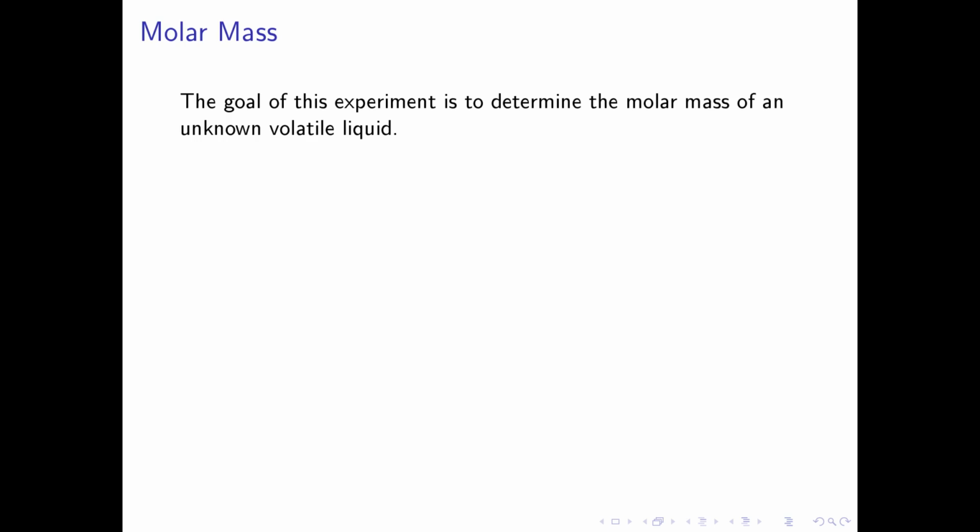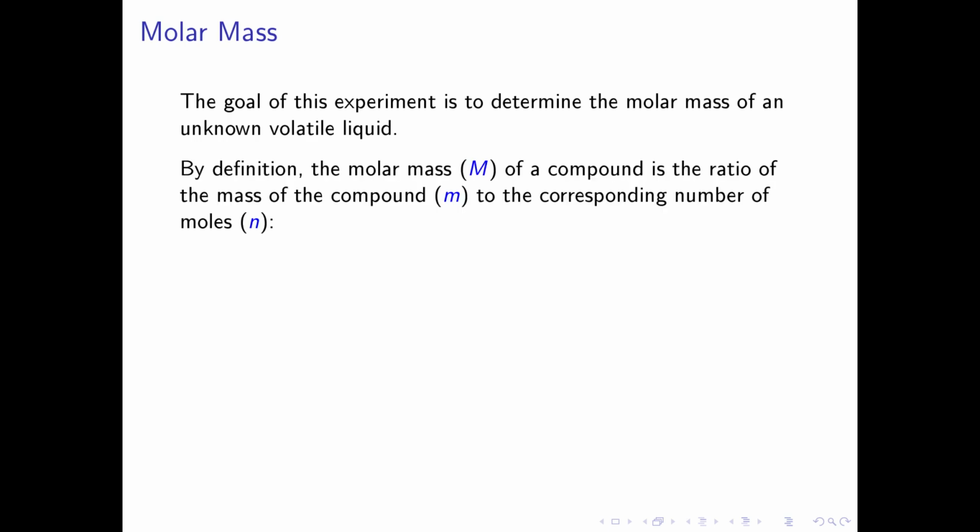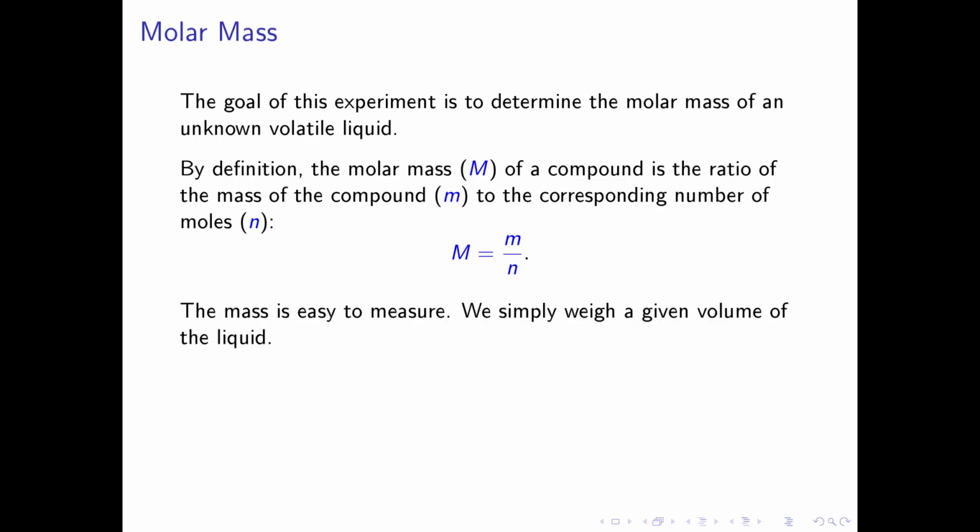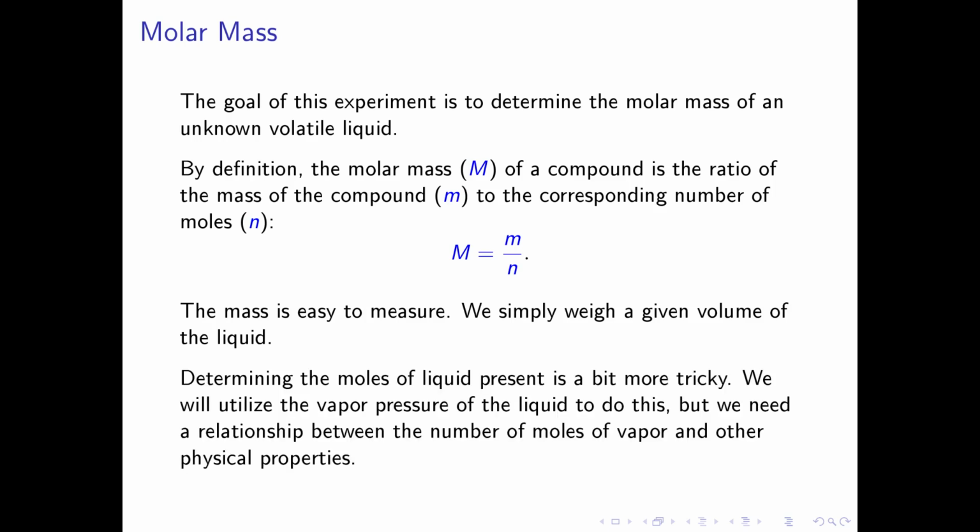The goal of this experiment is to determine the molar mass of an unknown volatile liquid. By definition, the molar mass of a compound, capital M, is the ratio of the mass of the compound, lowercase m, to the corresponding number of moles, lowercase n. Or mathematically, the molar mass is equal to the mass divided by the number of moles. The mass is easy to measure. We simply weigh a given volume of the liquid. Determining the moles of liquid present is a bit more tricky. We will utilize the vapor pressure of the liquid to do this, but we need a relationship between the number of moles of vapor and other physical properties.